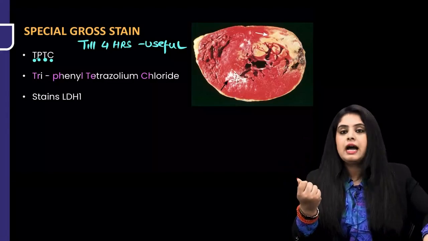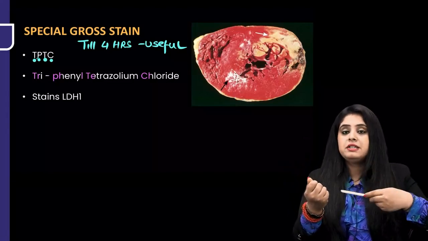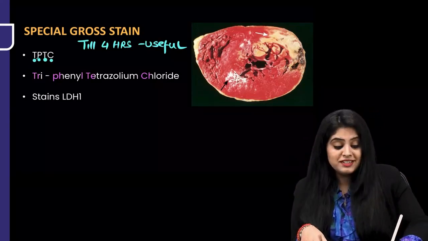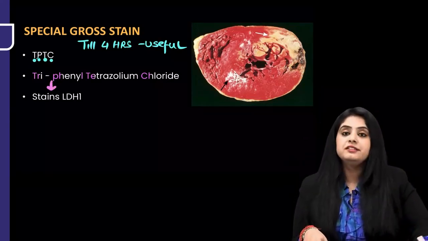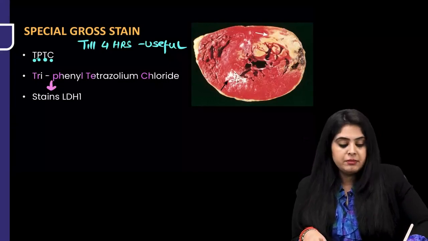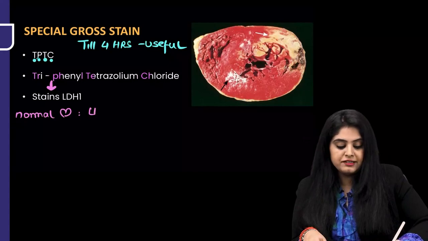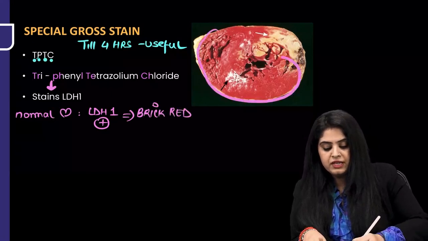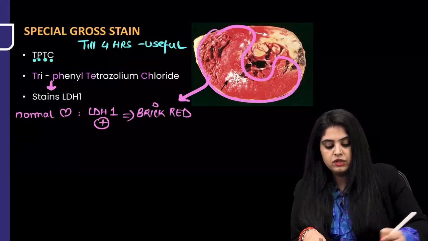So, what should I do? I'll take a paintbrush and I'll paint it with TPTC. You know what TPTC does? TPTC stains LDH1. Now tell me, does the normal heart have LDH1? Yes, the normal heart has LDH1. So now you are going to say that, okay, normal heart mein LDH1 hai, so I am going to get a brick red color, which you can see over here. I can get a brick red color with a normal heart.